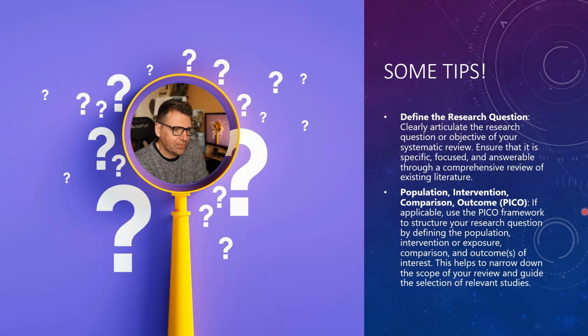Now, this is where your old PICO framework comes in. So PICO: population, intervention, comparison, outcome. Don't worry about these terms too much if you're only starting off. I'm going to come to an example later on. So you basically use the PICO framework to structure your research question by defining the population, intervention or exposure, comparison, and outcomes of interest. So this helps narrow down the scope of the review and guide the selection of your studies, okay?